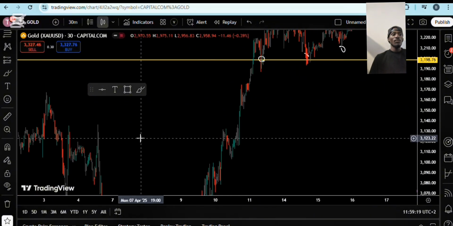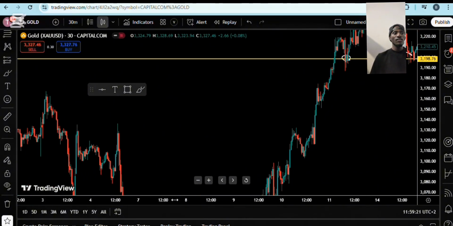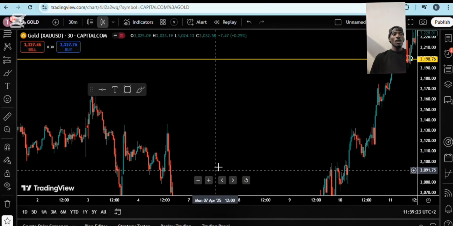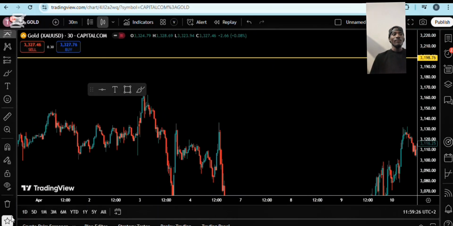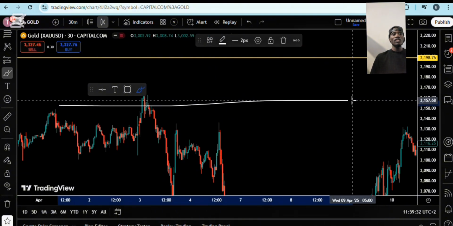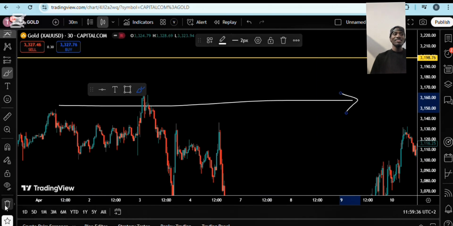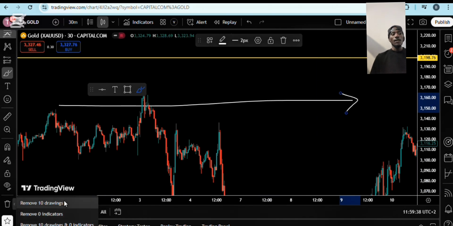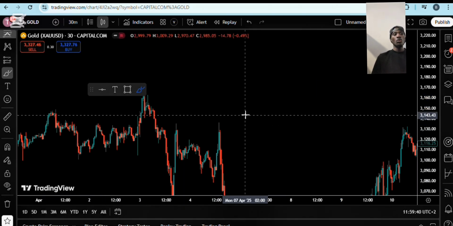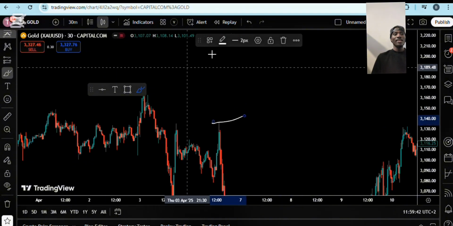Let me just find another one, the second support and resistance. Let me just move right there. I think I just found an area where I can draw a support and resistance. So right there, perfect. The first thing, like I said, you wanna be marking your points. So you start from the left going to the right, like we said.